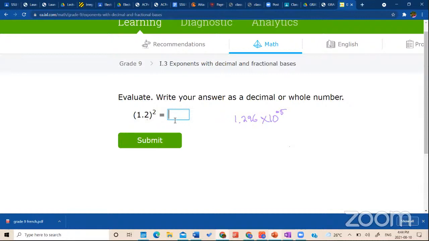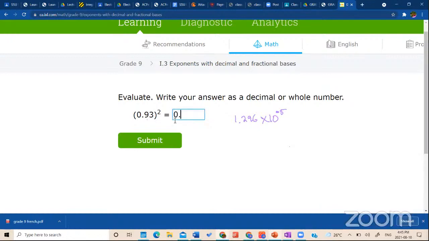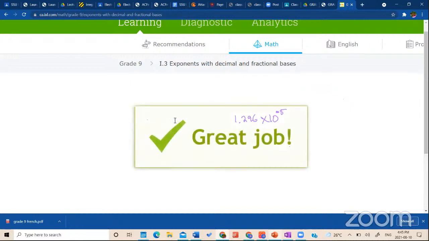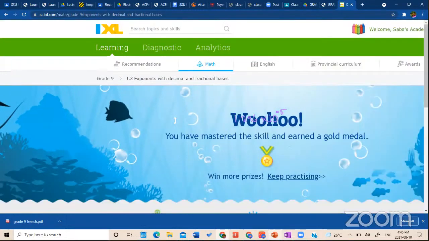Write your answer as a decimal or whole number. The answer is going to be, we have to write it as a decimal, right? Yes. 1.44. Okay, very good, mashallah. Write your answer as a decimal or whole number. We're going to do the same thing, 0.35. 53. Okay, but yes, very good. You have the right idea. This one. It's going to be 0.8649. Okay, mashallah. This one. Excellent. Yay, we finished this one.